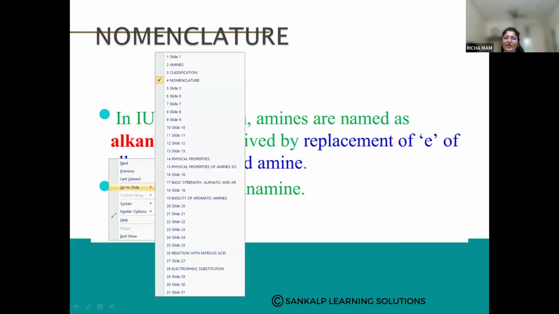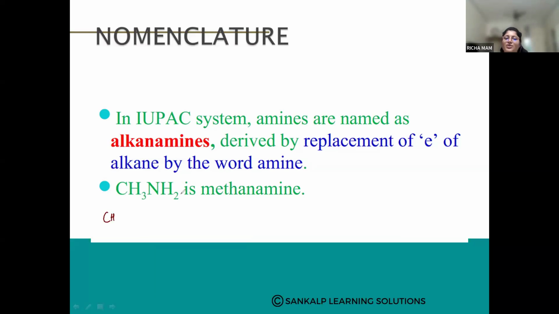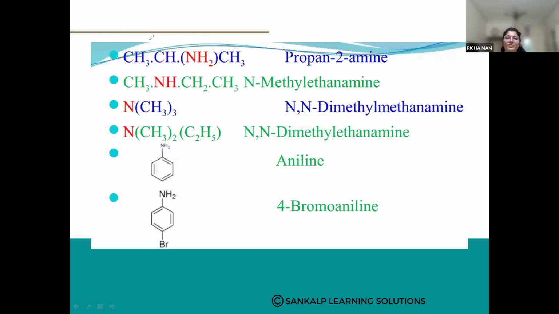Here you can see CH3NH2. CH3NH2 is methanamine. The name is methanamine. Now let us see this one: 1, 2, 3. What is the name? It is propane, because 3 carbons are there. And at the second position you have amine. So propan-2-amine.